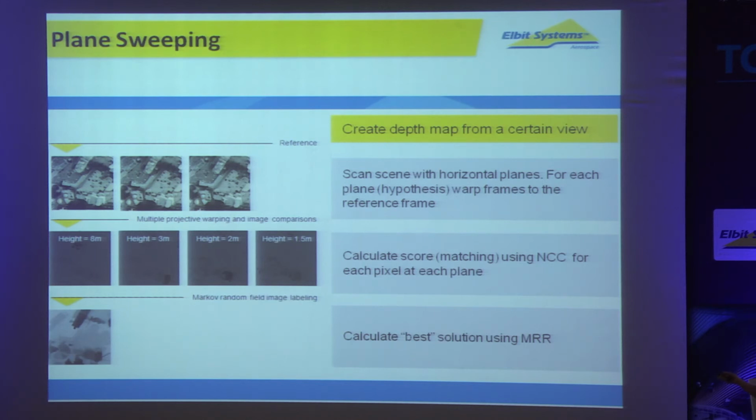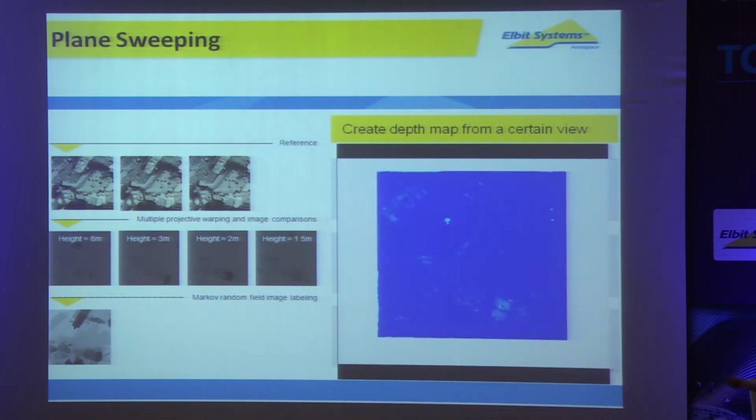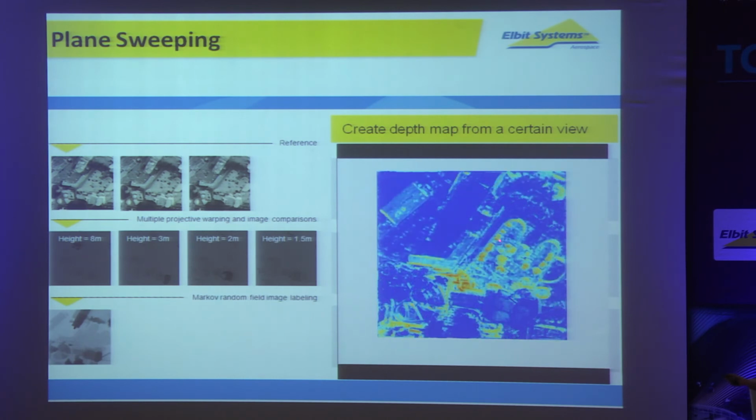Using our initial point clouds, we have a good guess of the planes in the image. So we start sweeping planes, and every plane is a hypothesis. According to every plane, we warp images to the reference image, and then we compare the images with normalized correlation, and we get a score value for every pixel in the image. So at every height, we have a score for every pixel, how much this pixel matches this height.